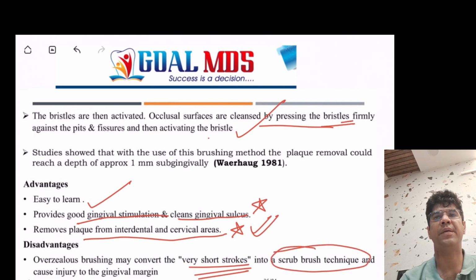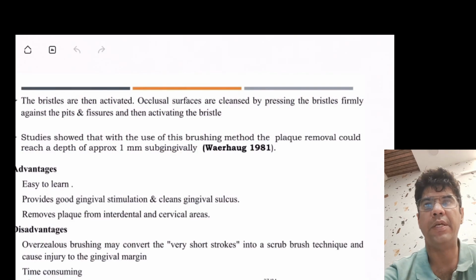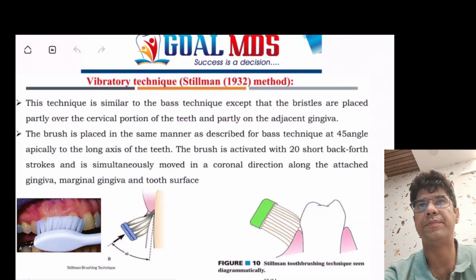Overzealous brushing may convert the very short strokes into a scrub brush technique, which can cause injury to the gingival margin.